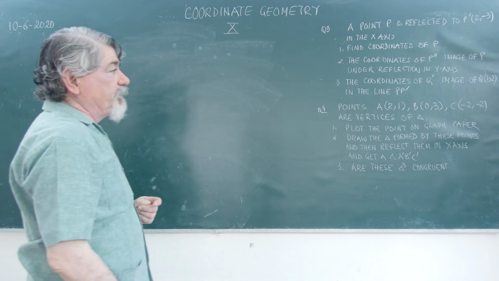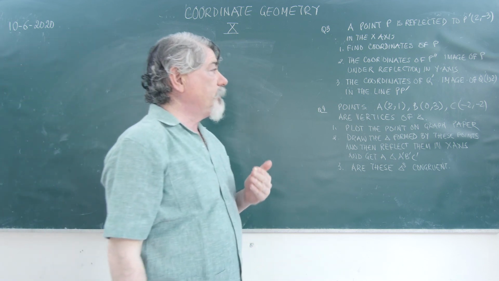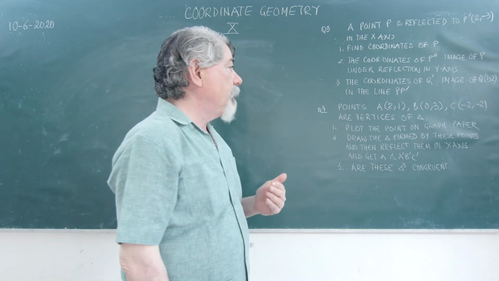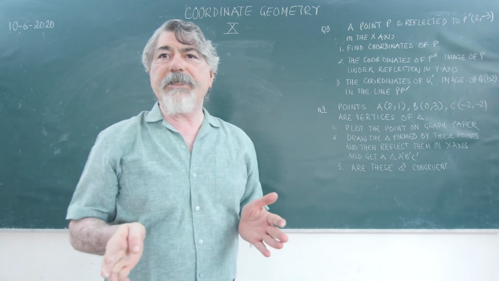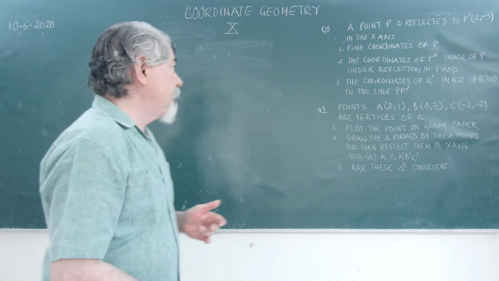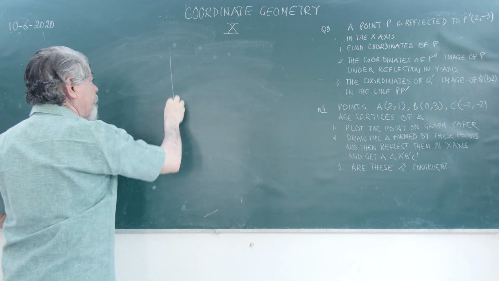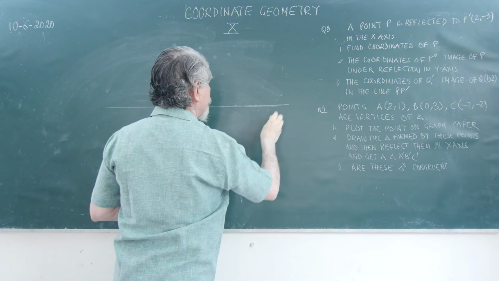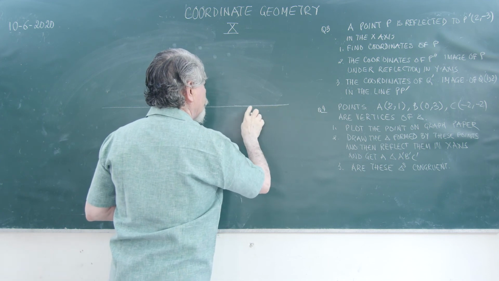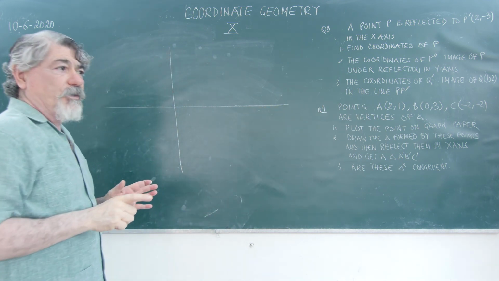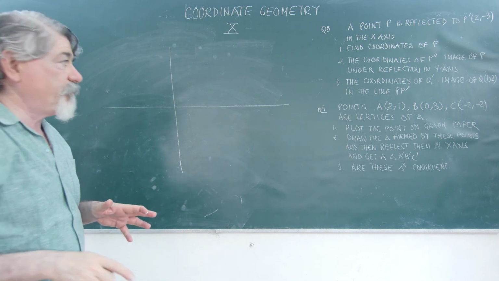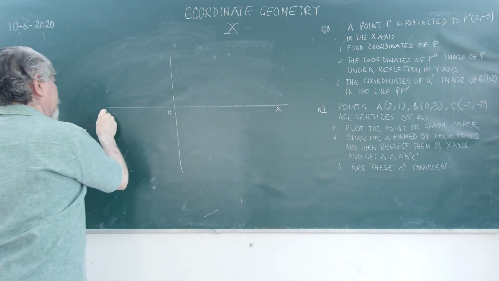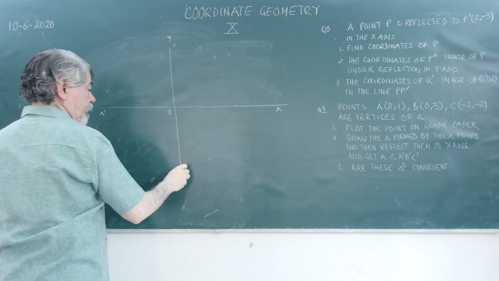In question number 4, he says points A (2, 1), B (0, 3), C (-2, -2) are vertices of a triangle. Plot the points on the graph paper. Now he has said you plot them on the graph paper. That means you will ask for a graph paper. If he has not written anything about the graph paper, you can still ask for a graph paper, with OX, X dash, Y, Y dash.